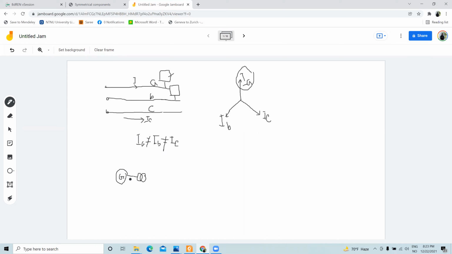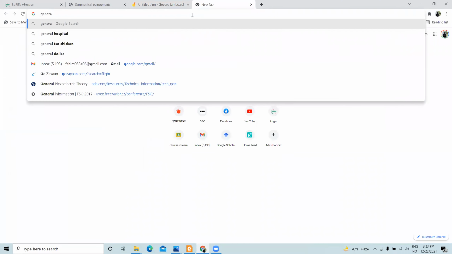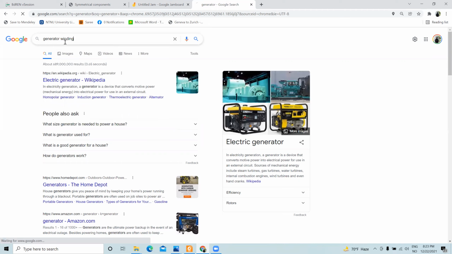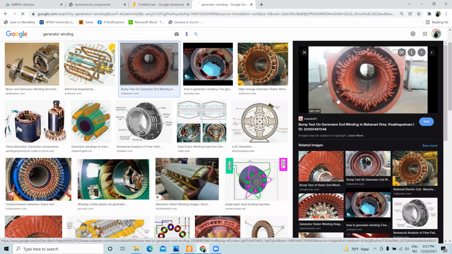The reason is that inside the generator you have windings, and these windings need isolation. That means they need to be insulated from one another. Otherwise, if you do not insulate, the windings will get short circuited. So if I show you a generator, this is the generator windings. You can see that the winding is laminated, and it is also insulated with probably paper insulation.